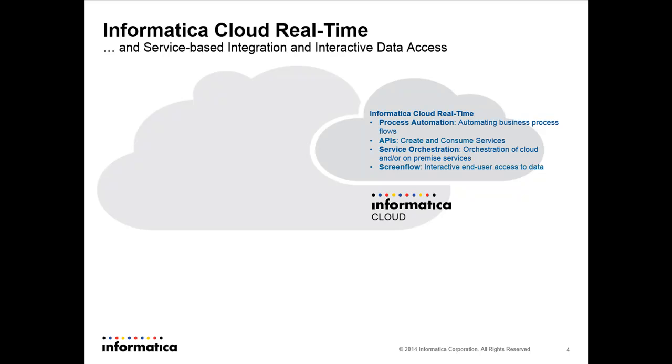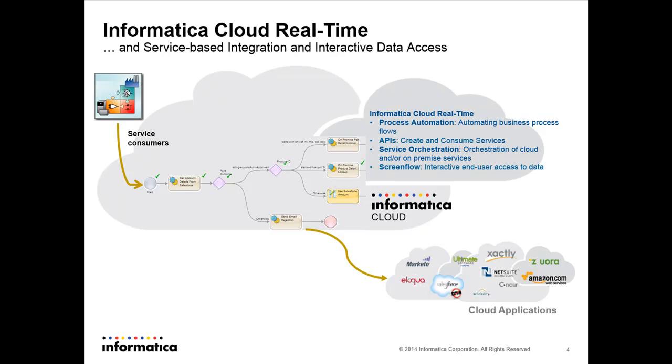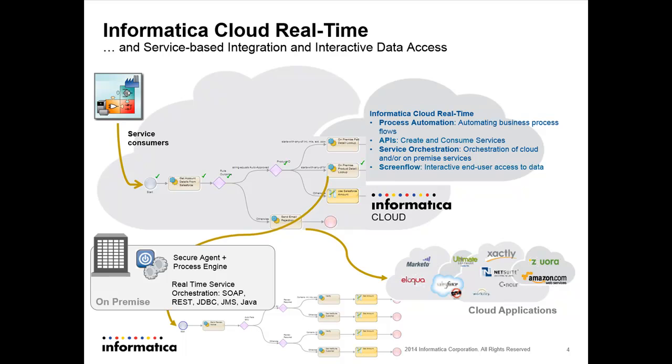Through Informatica Cloud Real-Time's services, customers can create process automations and automate processes that they run in the cloud, that they expose to their customers and their applications, and integrate services and applications that are deployed to the cloud, as well as providing the ability to integrate services and applications that are deployed on-premise using Informatica Cloud's secure agent.